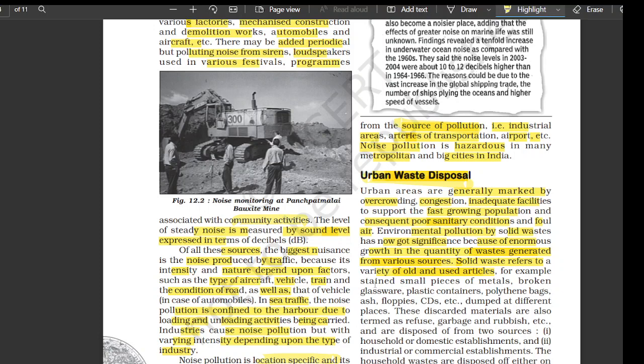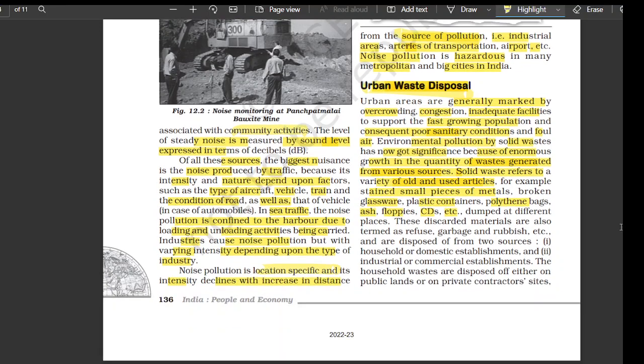For example, small pieces of metal, broken glassware, plastic containers, polythene bags, ash, floppies, CDs, etc., dumped at different places. These discarded materials are also termed as refuse, garbage, and rubbish, etc., and are disposed of from two sources. First, household or domestic establishments, and second, industrial or commercial establishments.